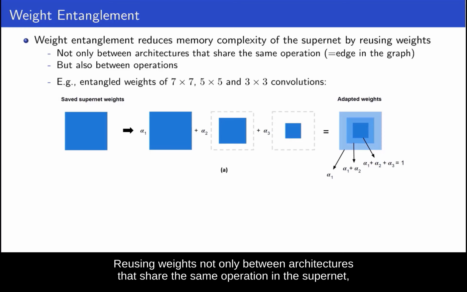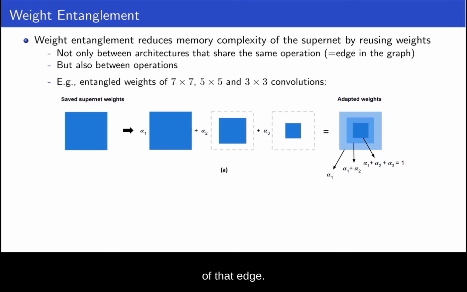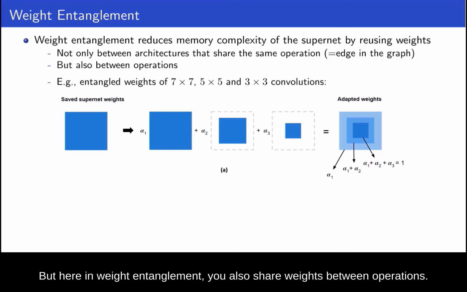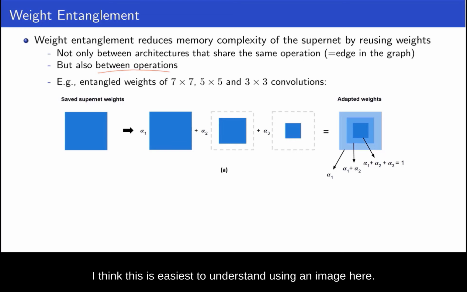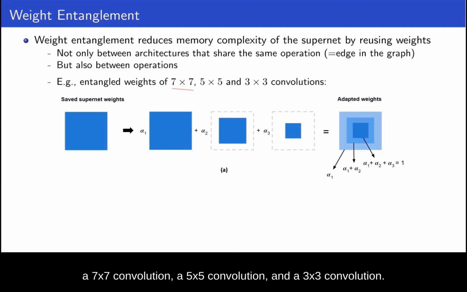Reusing weights not only between architectures that share the same operation in the supernet, which we saw before, where different architectures that share an edge also share the weights of that edge. But here in weight entanglement, you also share weights between operations. I think this is easiest to understand using an image. In this image, we have the entangled weights of 3 different operators, a 7x7 convolution, a 5x5 convolution, and a 3x3 convolution. And all of these are just represented in these 49 different weights.